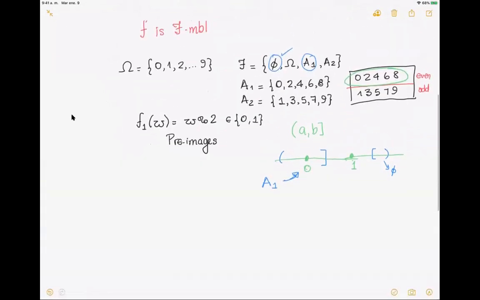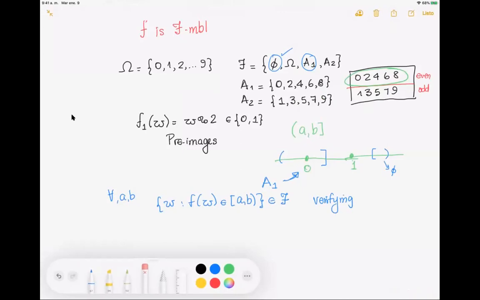Now, let's consider, again, with the idea of the ruler, because the definition says that for all A and B, we need to verify that the pre-image, so all the omegas such that f of omega is in AB, is an element of our sigma algebra. This is what we are verifying right now. So now let's continue. If now we are going to slide this, we're going to put it in this part here, a little bit beyond. And I should probably erase this one because we've already done that. And we've already done this.